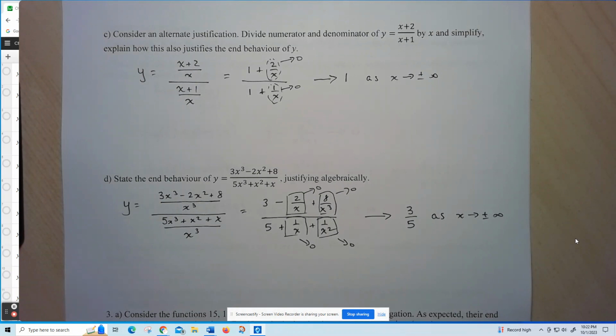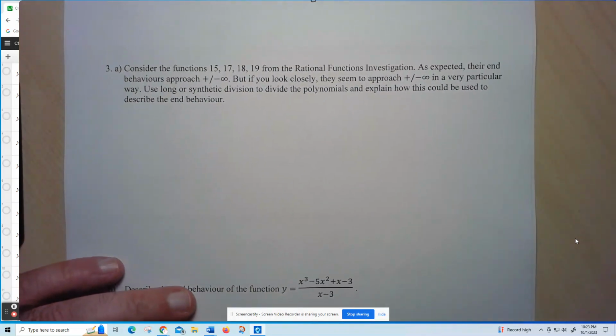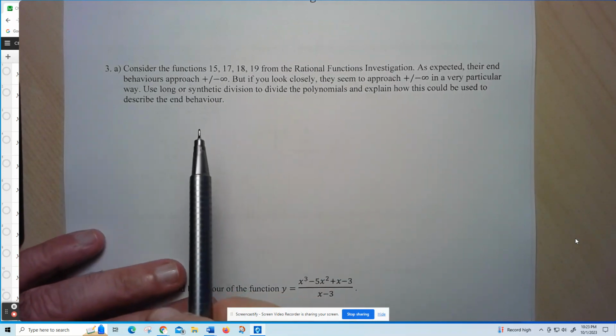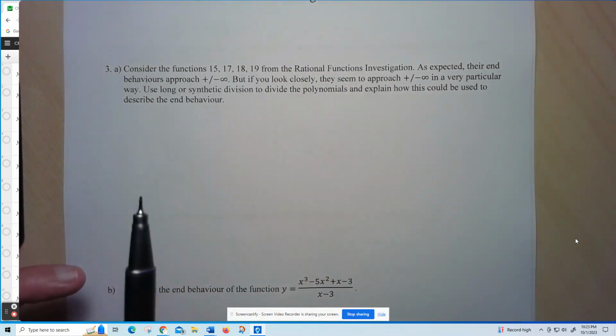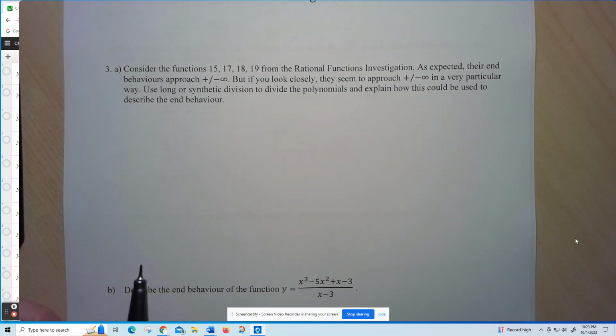And the previous example where we used division, long or synthetic division, might come in handy, well, sooner than you think. All right, so let's go back to those examples where the numerator had the higher degree. And in particular, if you look back on your investigation, look at functions 15, 17, 18, and 19. Okay, we already saw that something very interesting happened.